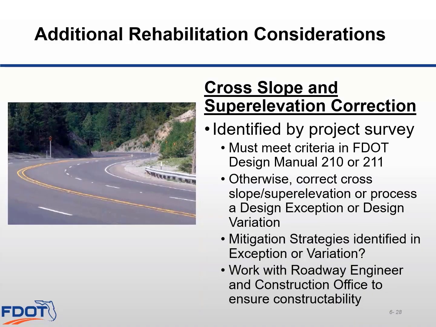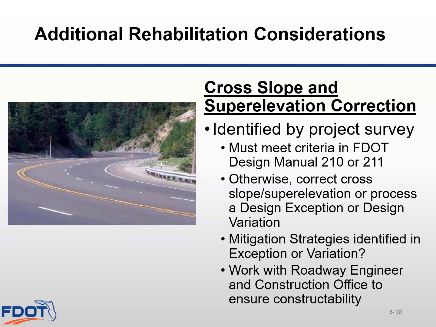The next item I want to discuss is cross-slope and super-elevation correction. The FDOT Design Manual provides the allowable ranges of existing cross-slopes that may remain for resurfacing projects, and it also provides 3R criteria for super-elevation. If your project's cross-slopes or super-elevation rates all meet criteria, then you don't have to make any corrections.